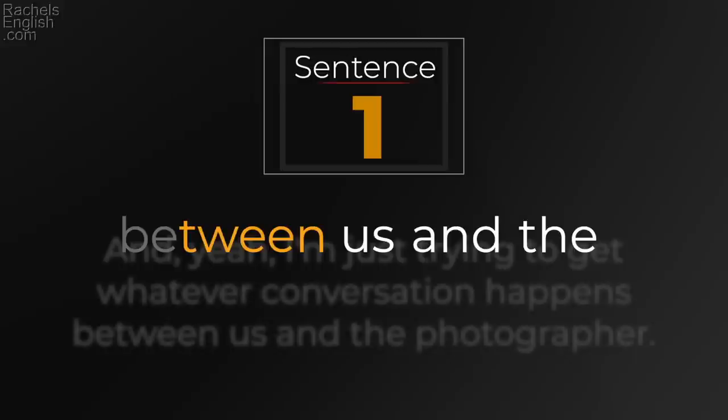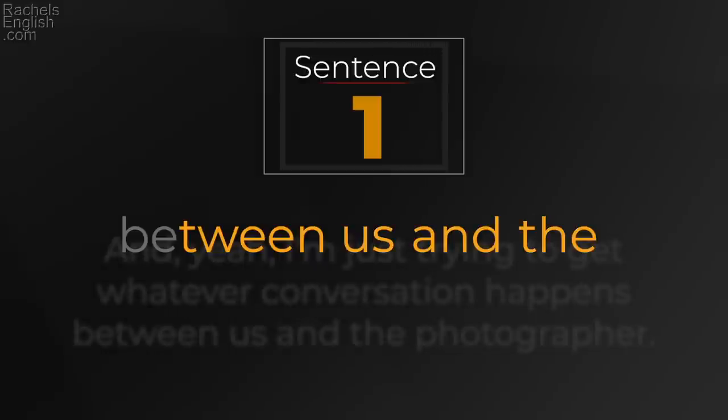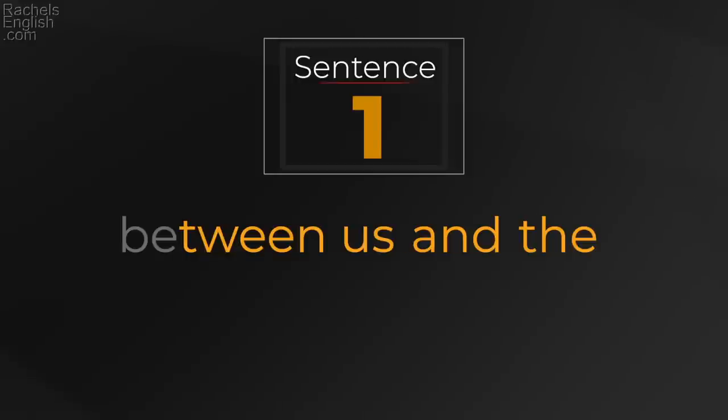Between becomes tween. B kind of sound in front, tween. Between, but not really its own syllable. Between us and the. The N links right into the for us. The word and reduces.